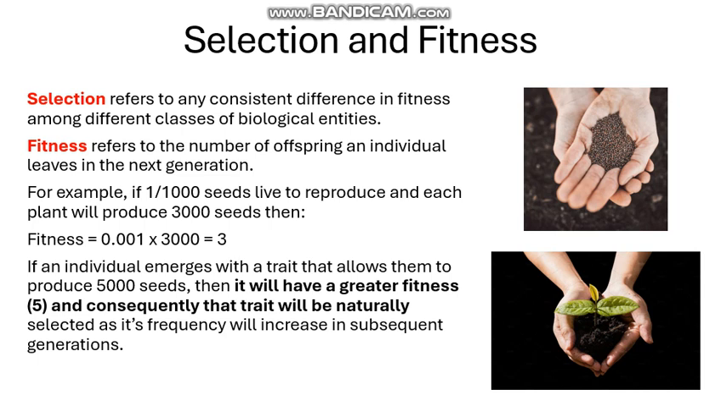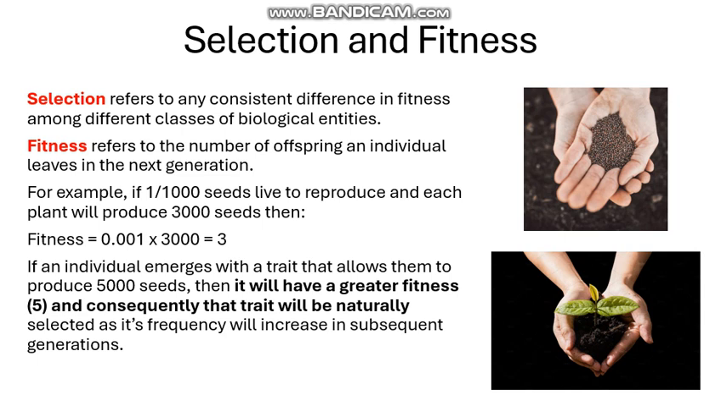So, moving on to selection and fitness of these traits. Selection refers to any consistent difference in fitness among different classes of biological entities, while fitness refers to the number of offspring an individual leaves in the next generation. For example, if 1 in 1,000 seeds live to reproduce, and each plant will produce 3,000 seeds, then that's going to result in a fitness of 3.